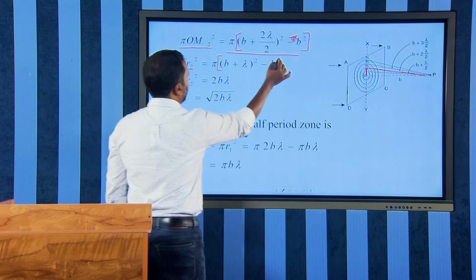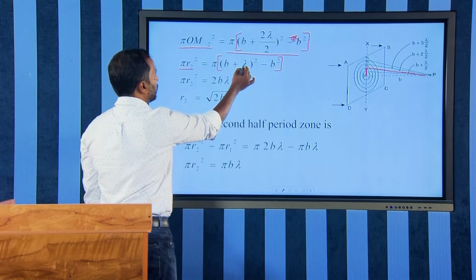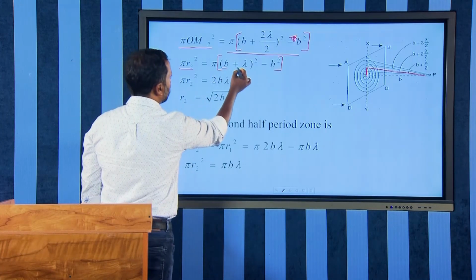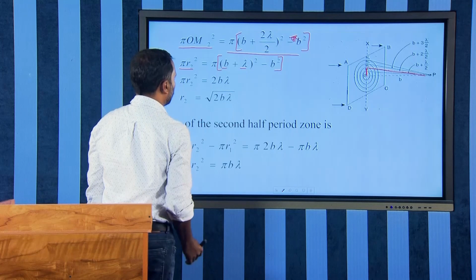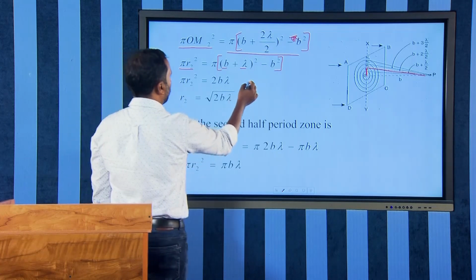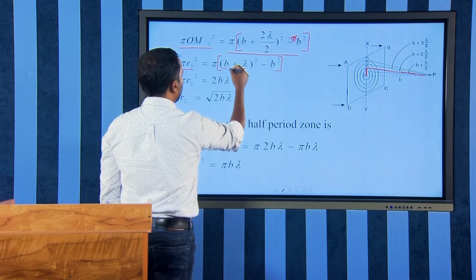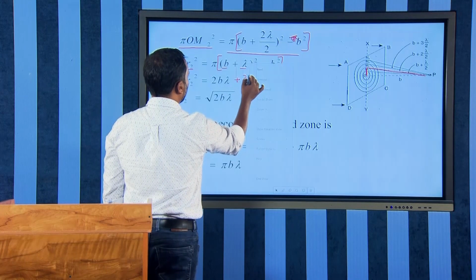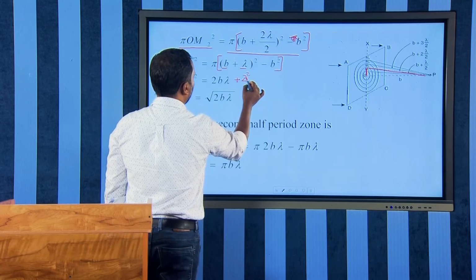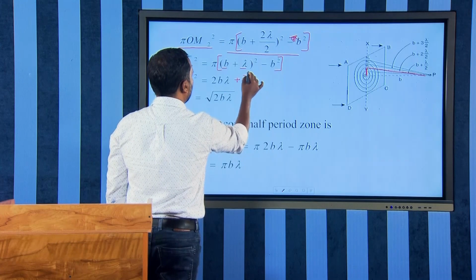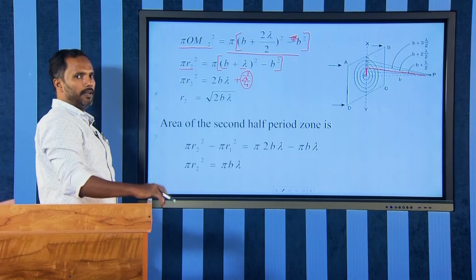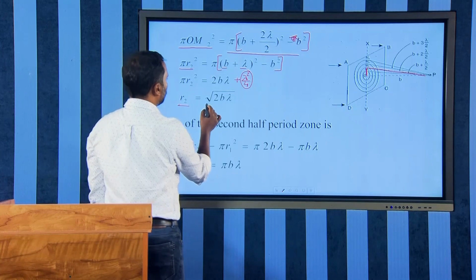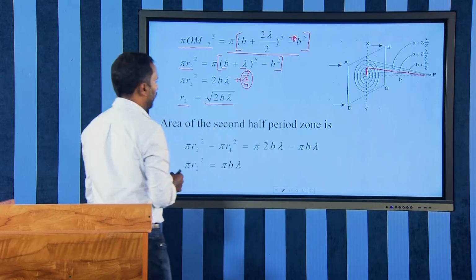So, pi r2 square can be written as pi into (b plus lambda) whole square minus b square. Again you expand this as (a plus b) whole square, and b square and b square will get cancelled out, and again there will be a term, as we have discussed, lambda square divided by 4, that can be neglected since lambda square is a very negligible term. Then you can easily estimate r2 is equal to root 2 b lambda.